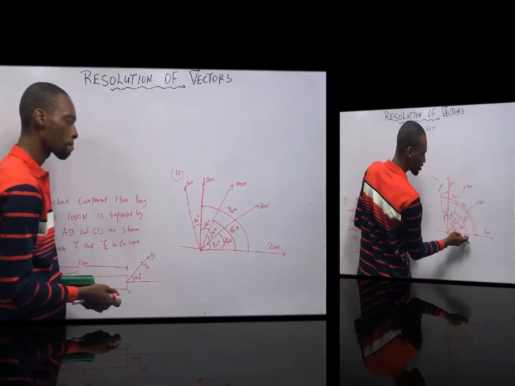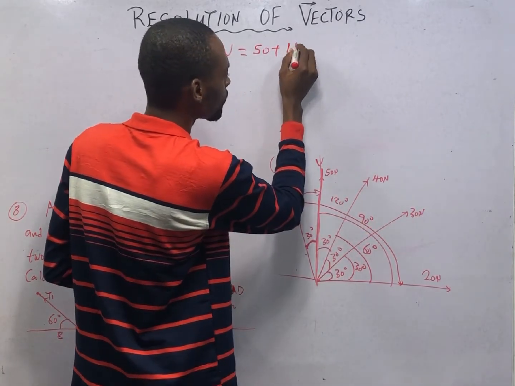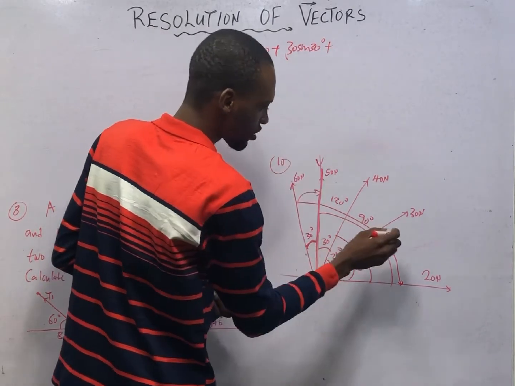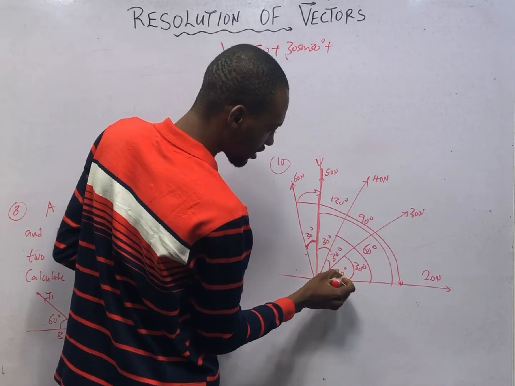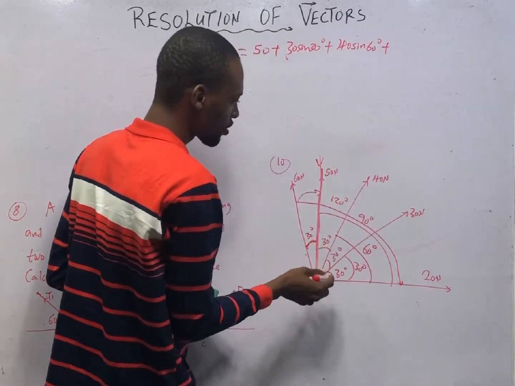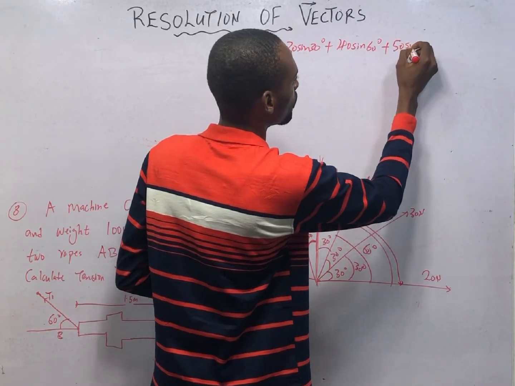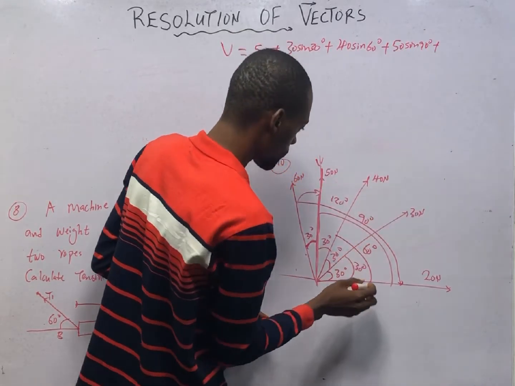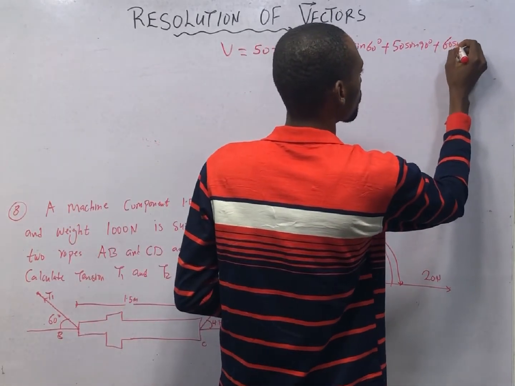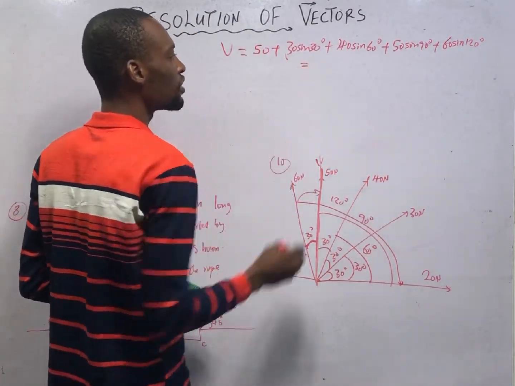So the horizontal. 30 sine 30 plus 40 sine 60 plus 50 sine 90 plus 60 sine 120 degrees. So that is it for the vertical.